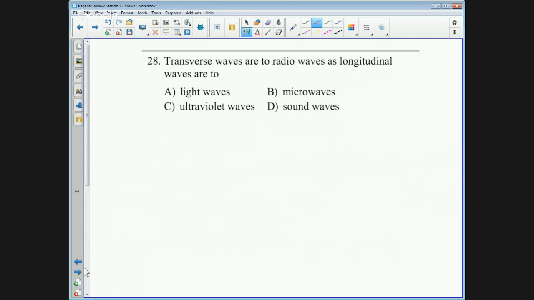Moving on. Number 28 says transverse waves are to radio waves as longitudinal waves are to sound waves. Light, ultraviolet, and microwaves, they're actually all forms of light. So A, B, and C are basically saying the same thing. D is the only difference. Transverse waves are light waves, like radio waves, and longitudinal waves are sound waves.